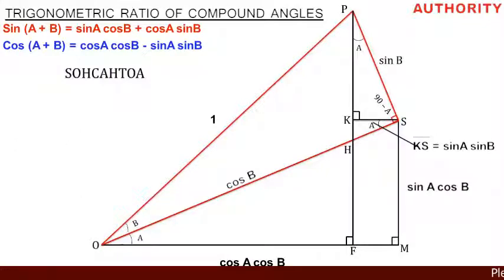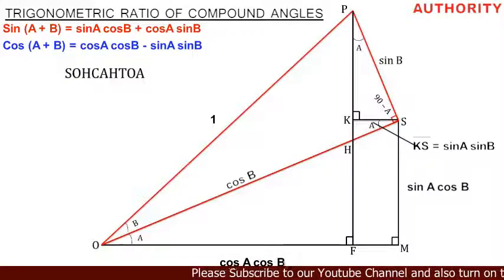KS is parallel to FM, and SM is also parallel to KF. KS is equal to FM, and SM is equal to KF. Alright, good. Now let's go.